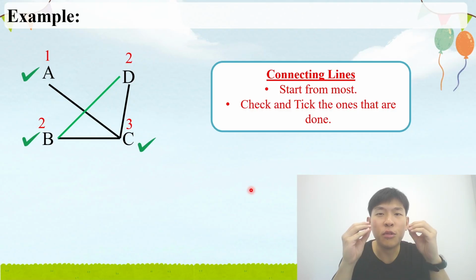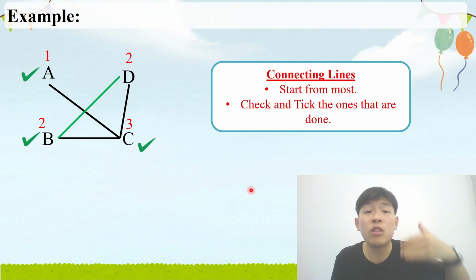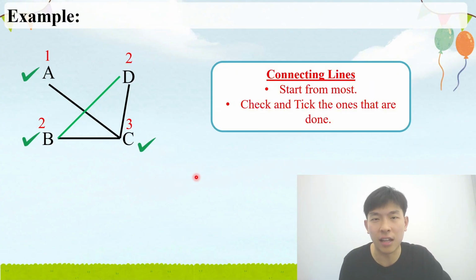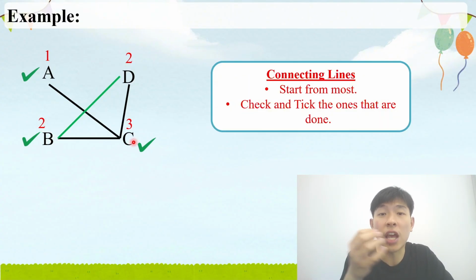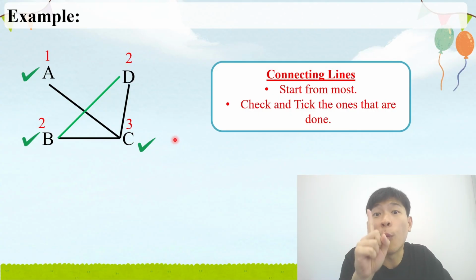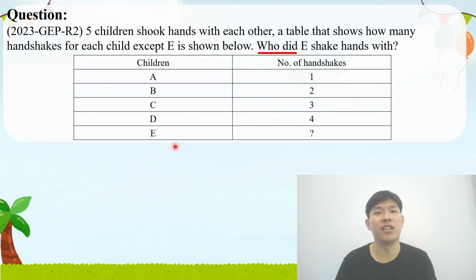Here we just need to connect lines, and first we need to start from the most, and next we need to check and take the ones that are done. So from this example, what we can see is that after finishing C and A, B is not yet finished. B, instead of needing 2 here, because we already shook hands with C, we only need 1. So that is one thing that we need to take note of. Now with that, we are able to solve our question here.